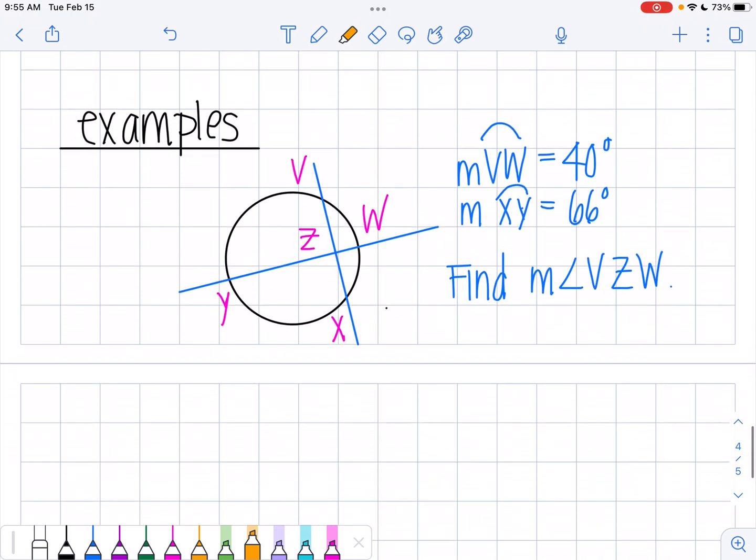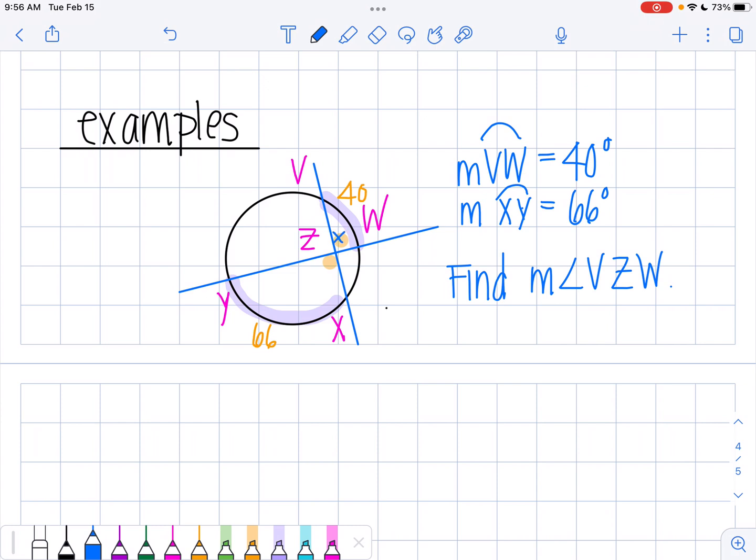So here's our last example. This one says the measure of arc VW is 40. That's this one. And the measure of arc XY is 66. That's this one. So these are vertical arcs because these ones would be vertical angles. And they want me to find the measure of ZW. So they want me to find this one.